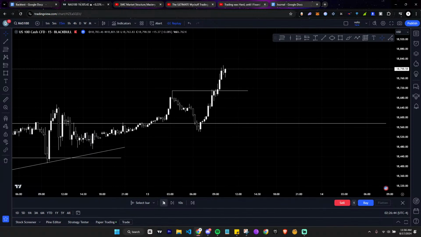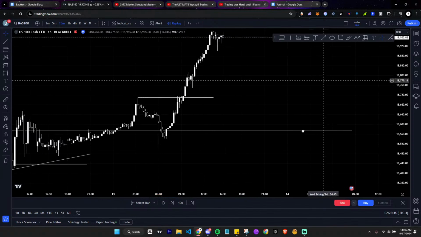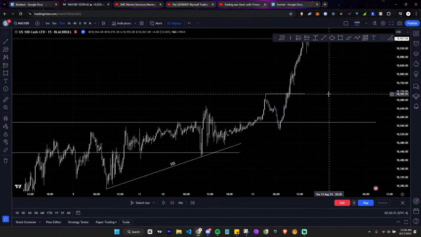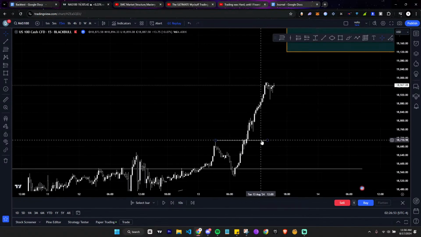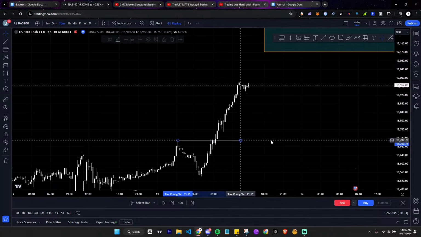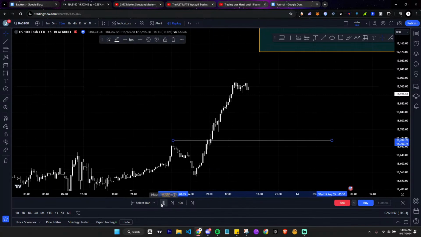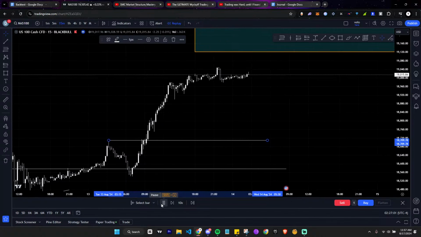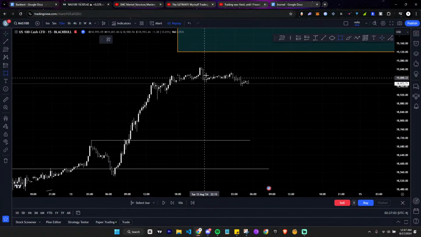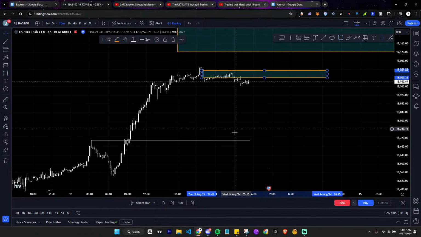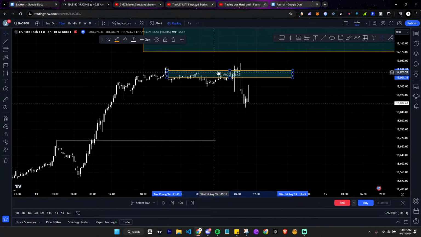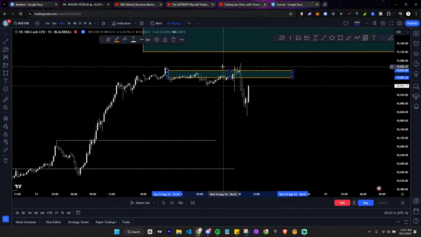So we swept this liquidity. Nope. So it's basically running on liquidity. I'm not expecting price to pull back. Let's see if it pulls back. See this fair value gap? Taps back. Invalidates this fair value gap, look.